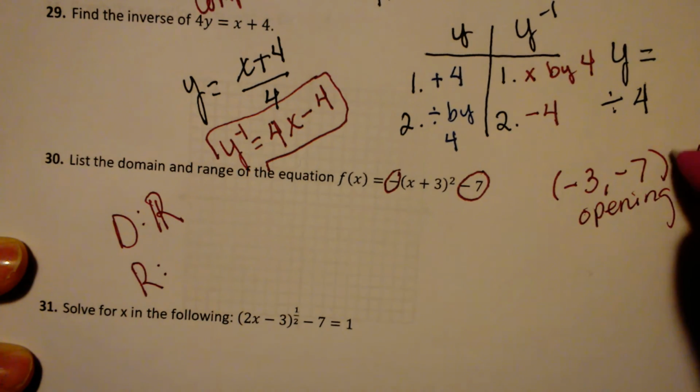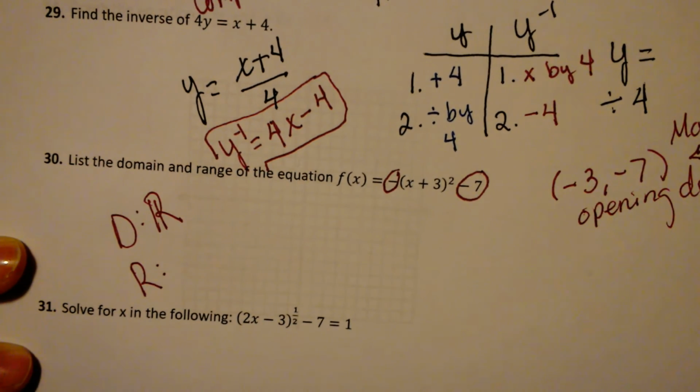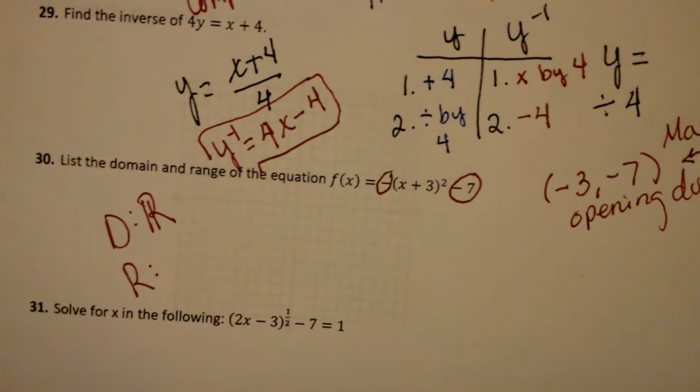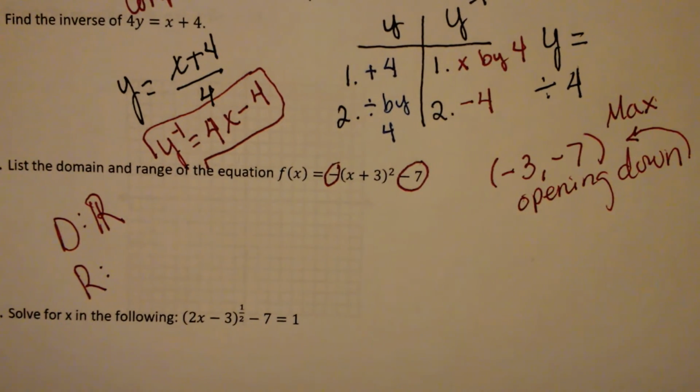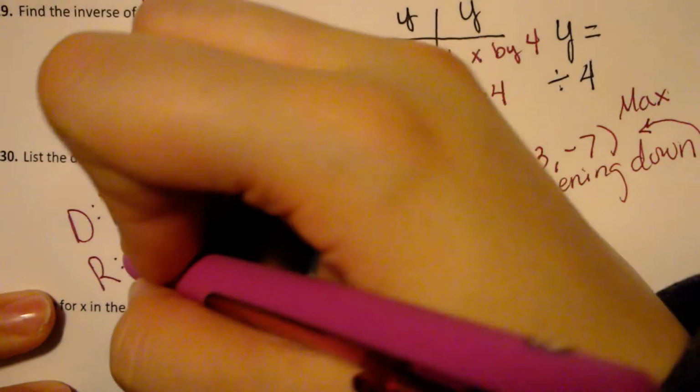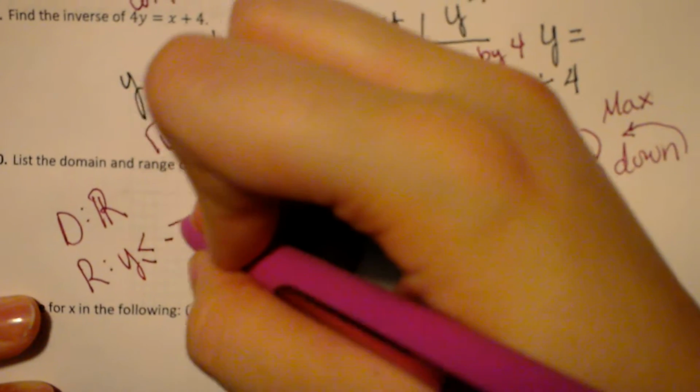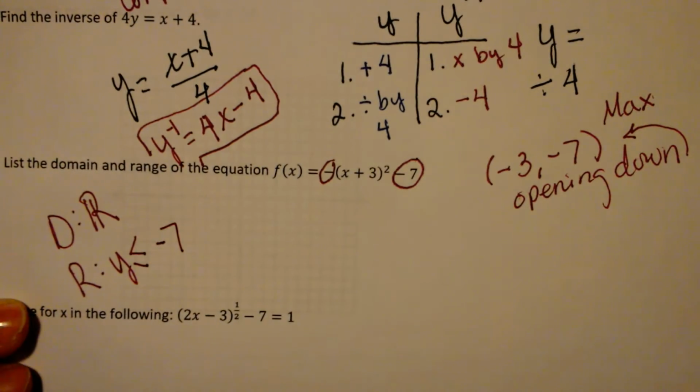So that makes that be a max. So my vertex is a max. So y is less than or equal to negative 7 for my range.